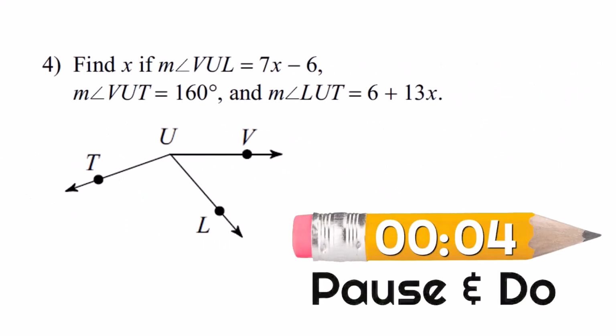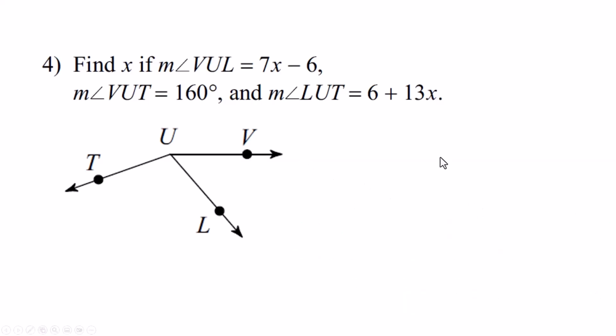Try this one. That looks pretty complicated. What do we got going here? We have to find x. Good. Angle VUL is 7x minus 6. Well, where is VUL? This is what we're talking about, and that's this angle right here, VUL. So this guy is the 7x minus 6. If you can draw on your paper, draw on your paper. It helps a lot. LUT is the other part of this. LUT is this angle, and that is 6 plus 13x.